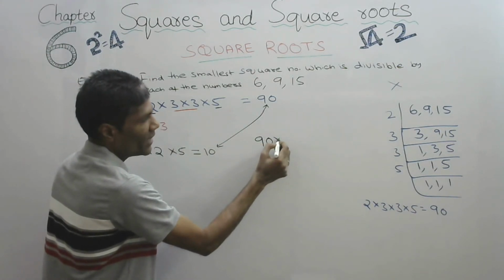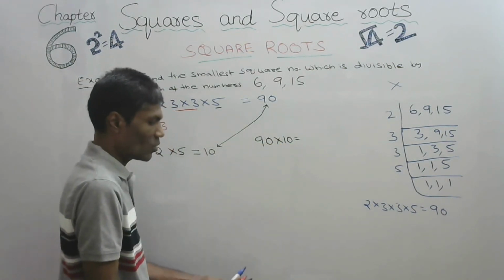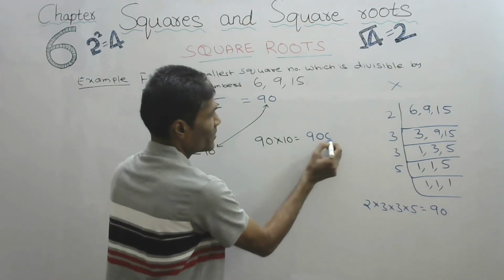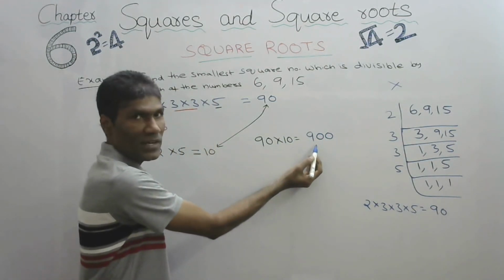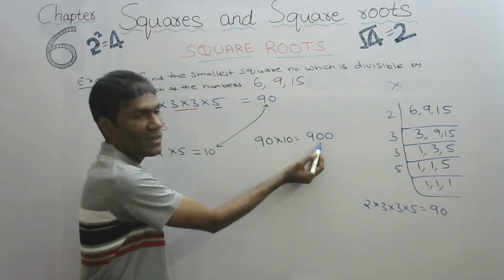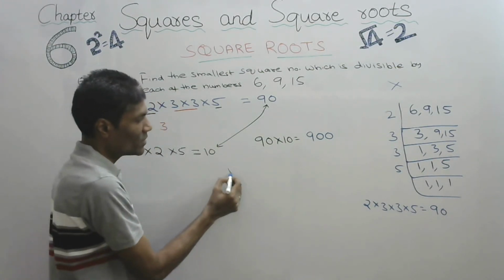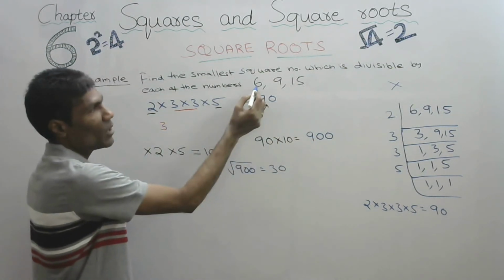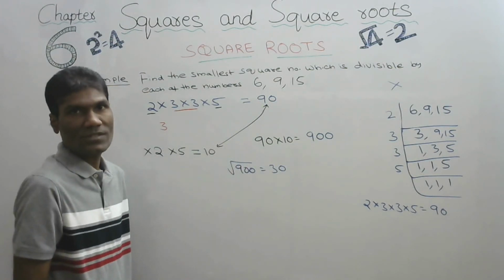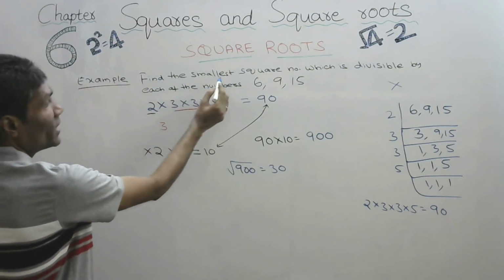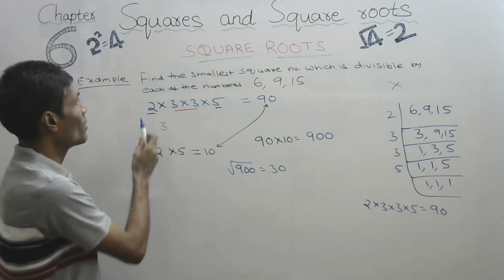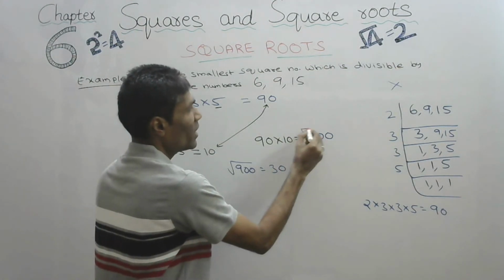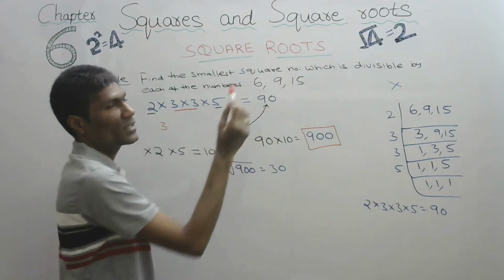That is 90 into 10, which is equal to 900. Now is 900 a perfect square? Yes. 3 3s are 9 and a 0, that is 30. The root of 900 is 30. And is it divisible by all these three numbers? Yes. So what is the question given? Find the smallest square number which is divisible by each of the numbers. So 900 is the smallest square number which is divisible by all these numbers.